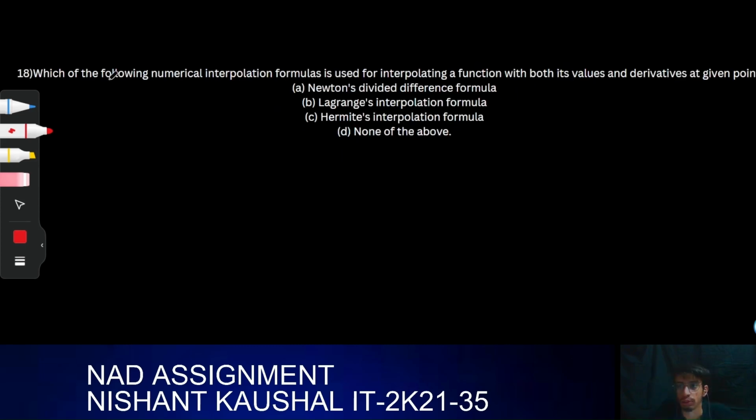Let us proceed to question number 18. Which of the following numerical interpolation formulas is used for interpolating a function with both its values and derivative at a given point? It cannot be Newton's divided difference formula, and it cannot be Lagrange's interpolation formula. It is the Hermite interpolation formula. What is the Hermite interpolation formula? It is nothing but an extension of Lagrange's interpolation, where we are given both the values and the derivative at the given point, so that we could find more complex answers. So it would be C, Hermite interpolation. Thank you.